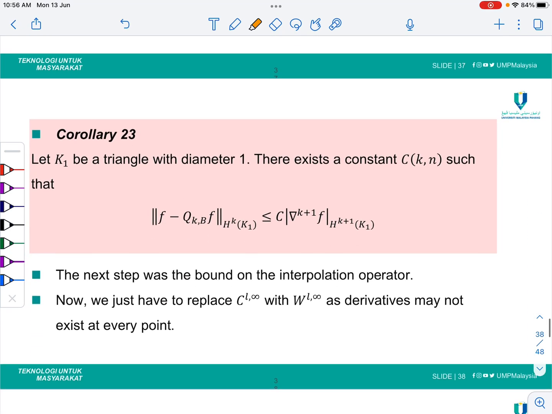Next, corollary 23, let K1 be a triangle with diameter 1. There exists a constant C such that the norm of f minus Q in H^k is less than C times the seminorm in H^{k+1}. The next step was the bound on the interpolation operator. Now we just have to replace C L infinity with W L infinity as derivatives may not exist at every point.